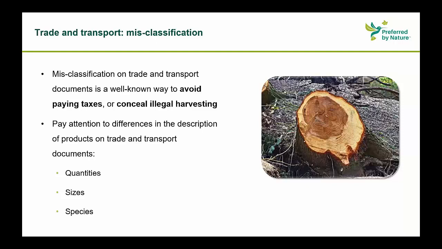The illegality can be in itself not putting proper information on documents, but it can also be a signal that something else is happening, such as not paying taxes or not enforcing other regulations on harvest, right? So paying attention to quantities, sizes, and species is important there.